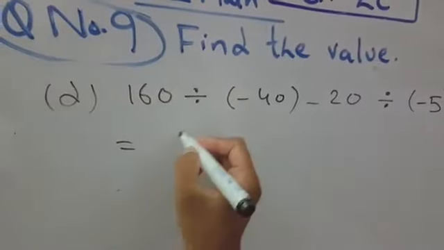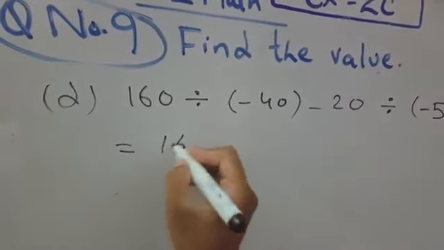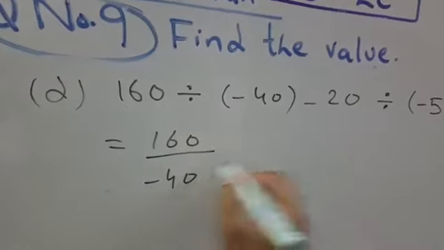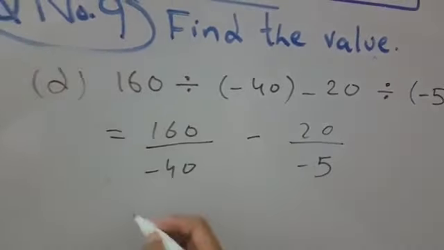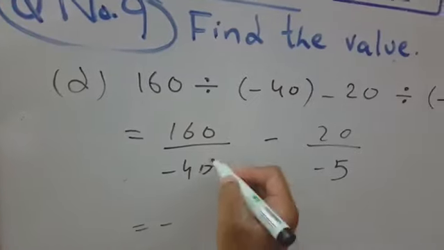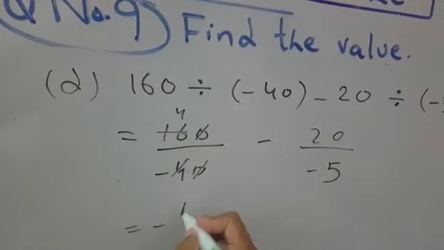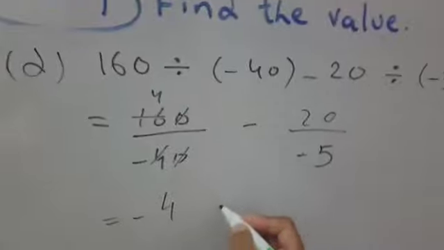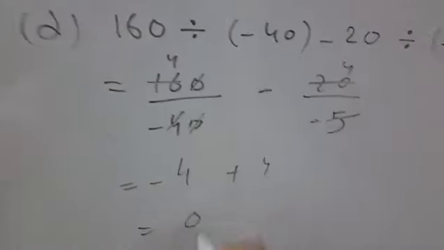Division sign will be performed first of all. 160 divided by minus 40, and here 20 divided by minus 5. Plus minus, 0 cut with the 0, 4 times 16, so minus 4 here, minus and minus is plus, 5 times 4 is 20, and 0 is the answer.